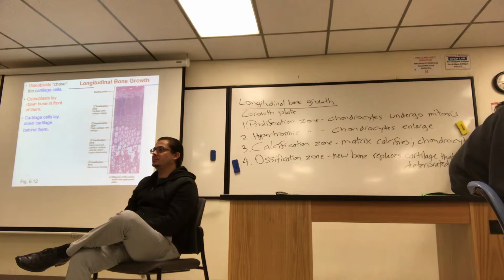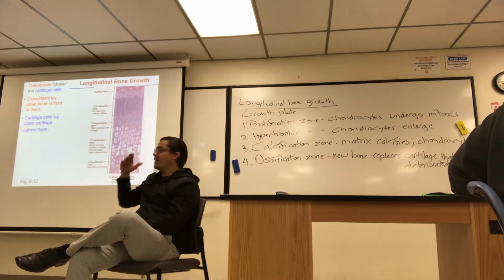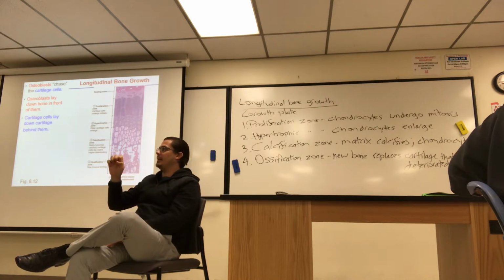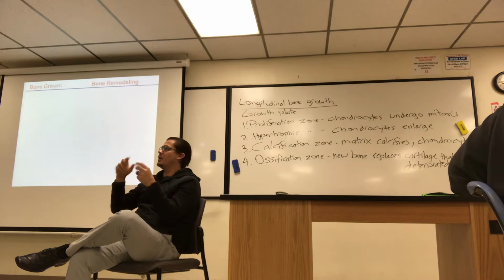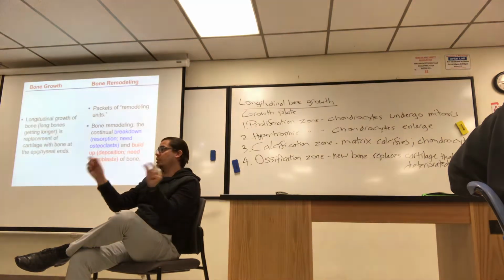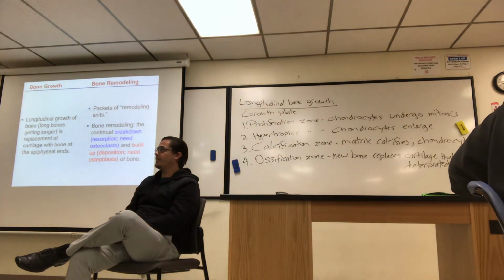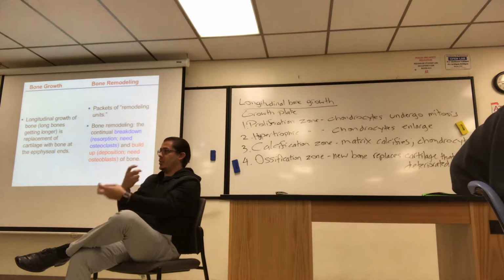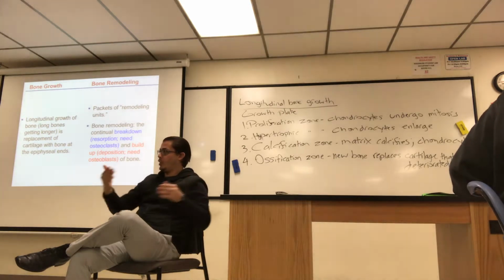So that's a growth plate under a microscope. It's bone chasing cartilage. So what we just described is bone growth on the left. Longitudinal growth, long bone's getting longer. You just kind of replace cartilage with bone at the epiphyseal ends of the growth plates.